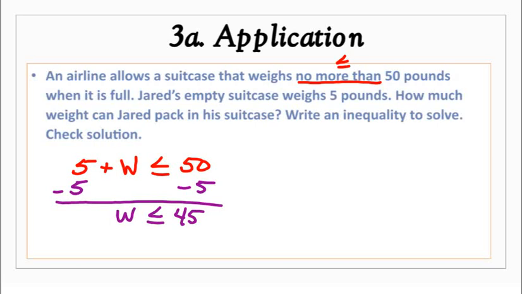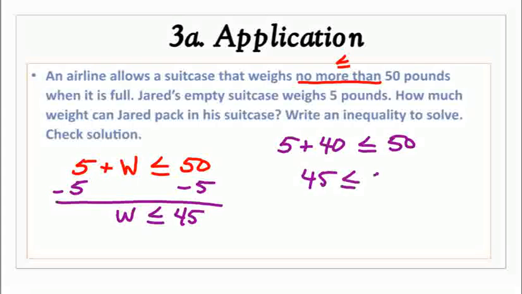Now I can check my answer. If I put any number less than 45, let's just choose 40. So if I put 40 in for W, is that going to be less than or equal to 50? 40 plus 5 is 45. 45 is less than 50, so my answer is correct.